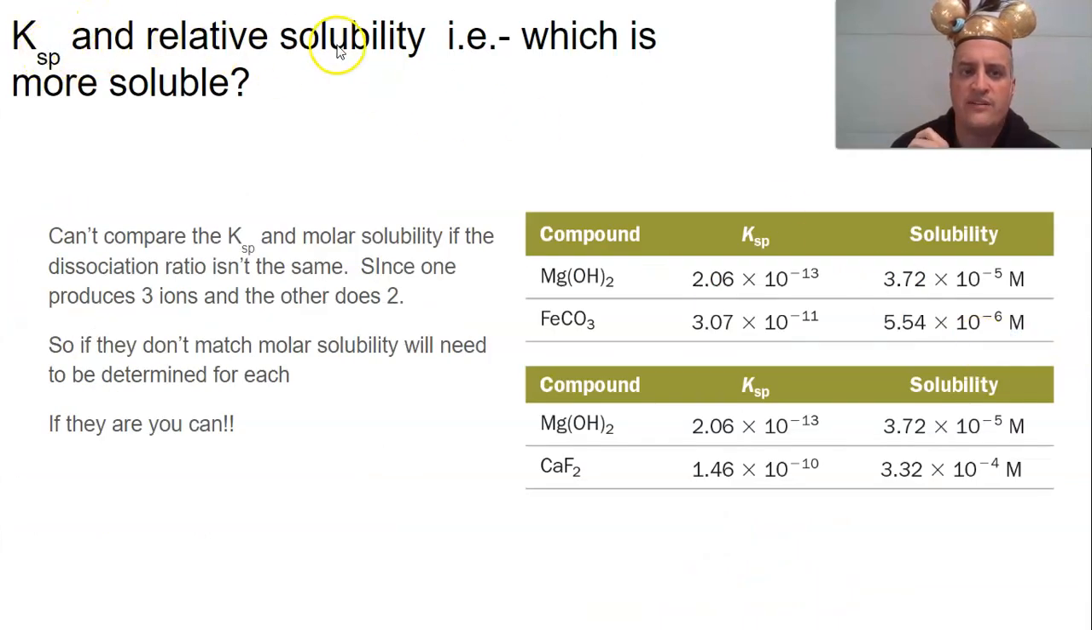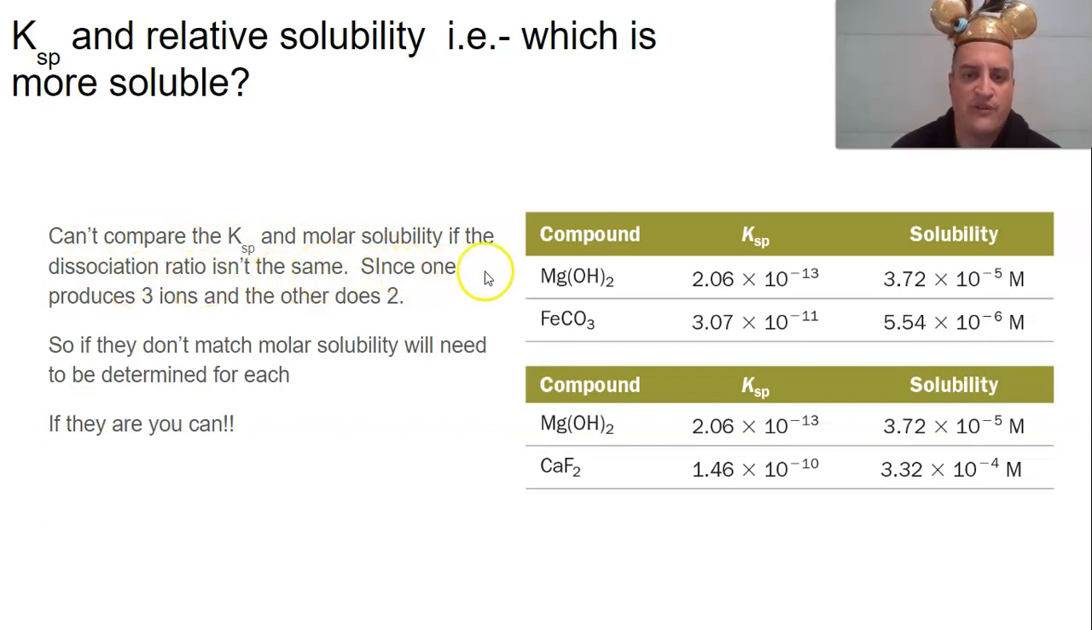Now, Ksp and relative solubility, which is more soluble? So this is based on a comparison between two compounds. Okay, this comes up quite a bit. Which one's more soluble than this one? Now, here's the key. You can't compare the Ksp and molar solubility if the dissociation ratio is not the same.